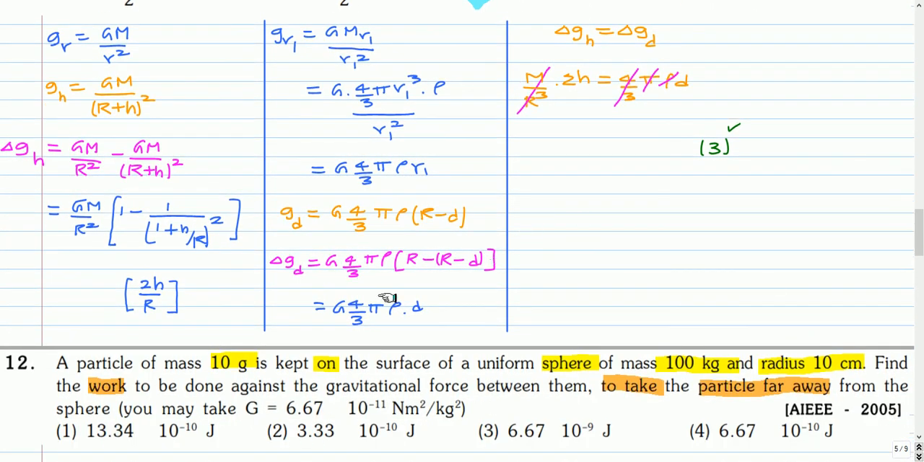This is the next question. A particle of mass 10 grams is kept on the surface of a uniform sphere of mass 100 kg and radius 10 cm. Find the work done against the gravitational force between them to take the particle far away from the sphere. Gravitational constant G is 6.67 into 10 to the minus 11 SI units. 4 options are given. You can pause and attempt this question.